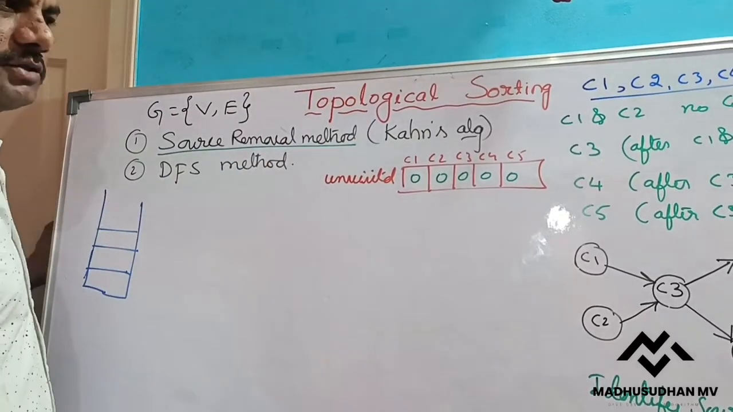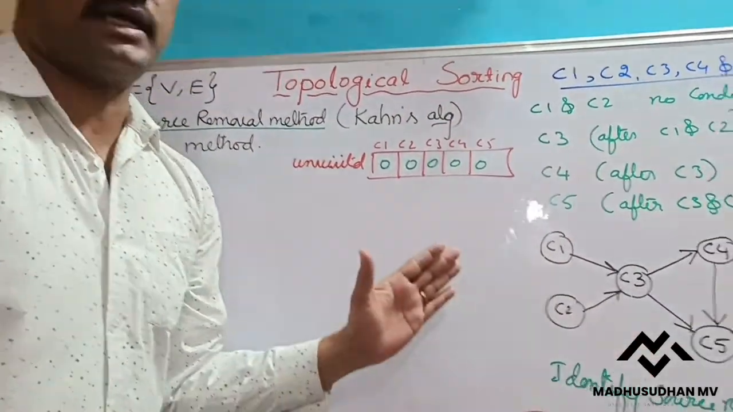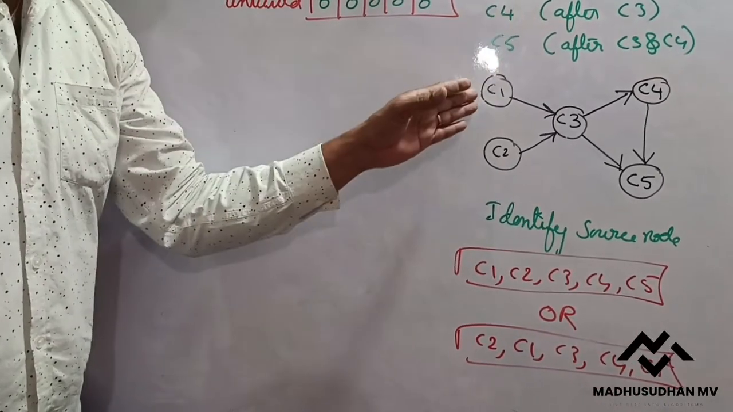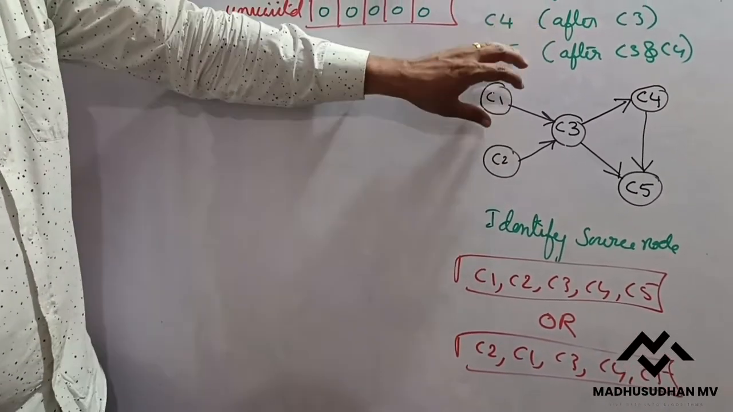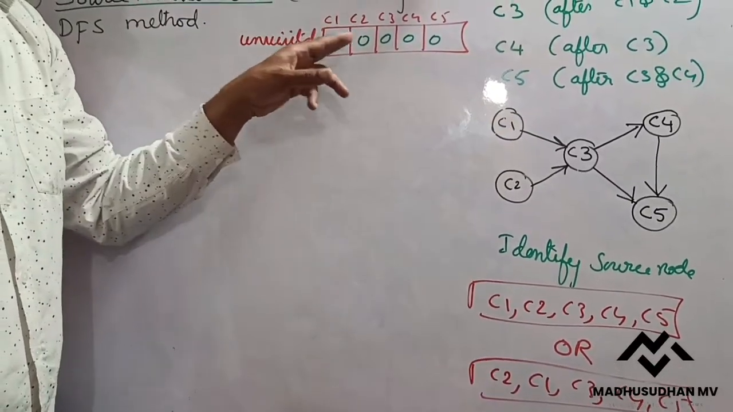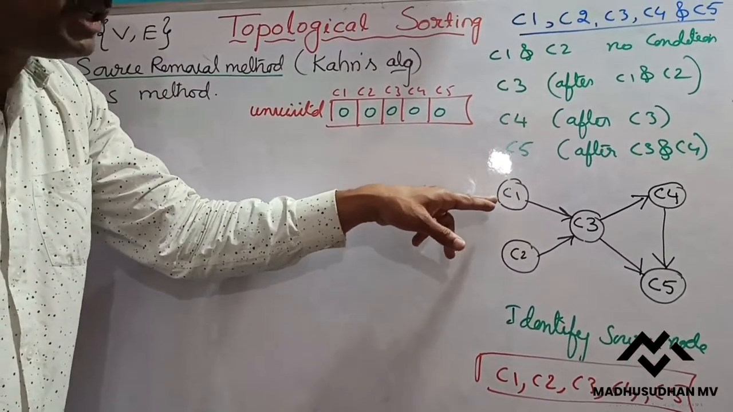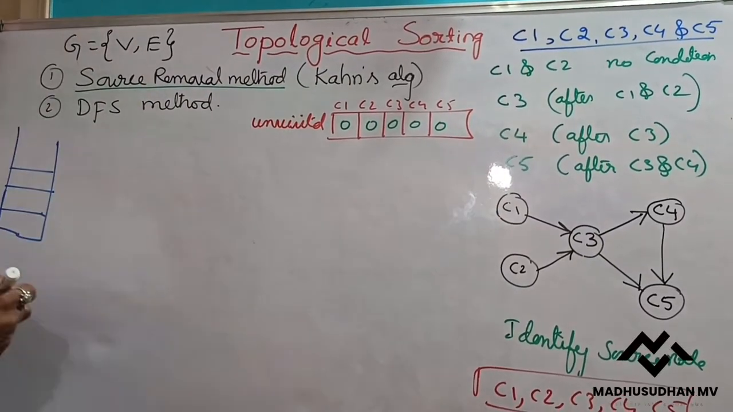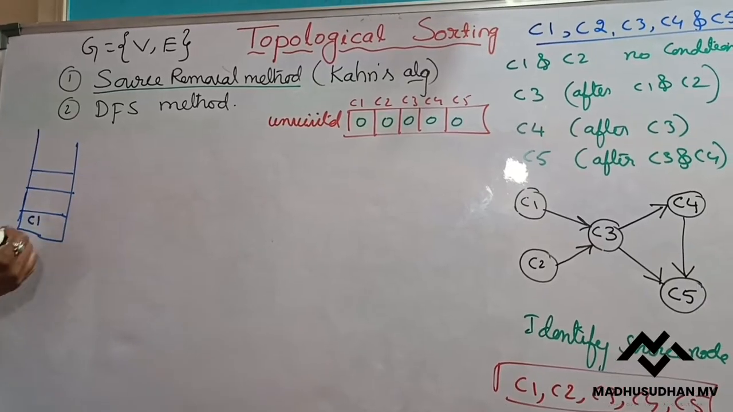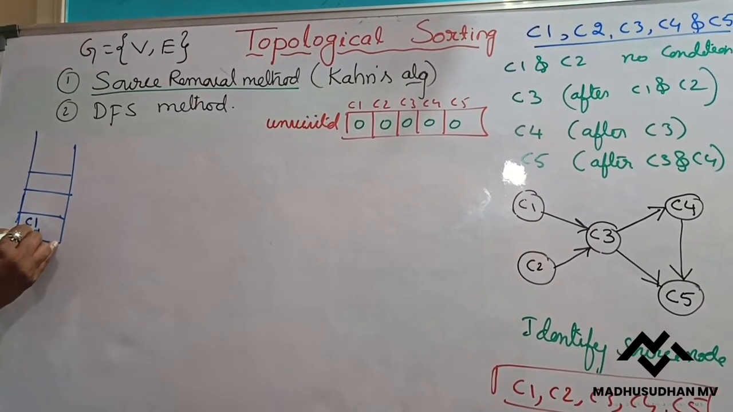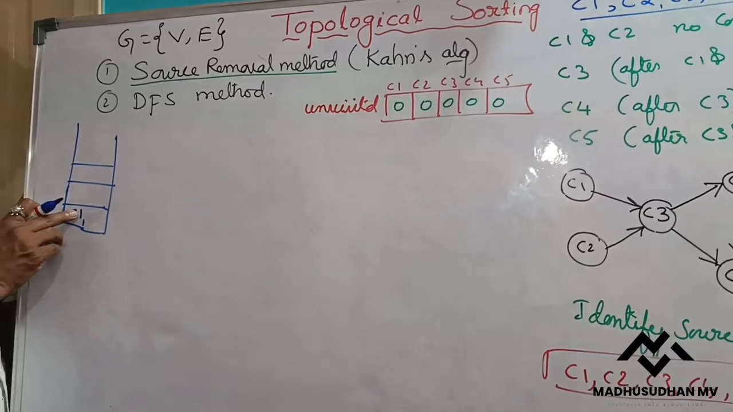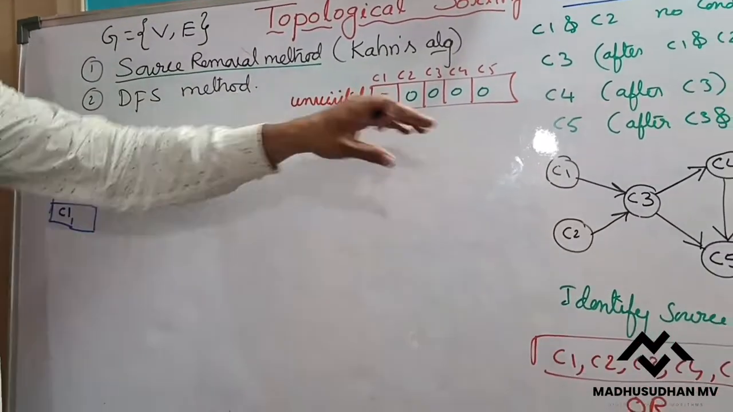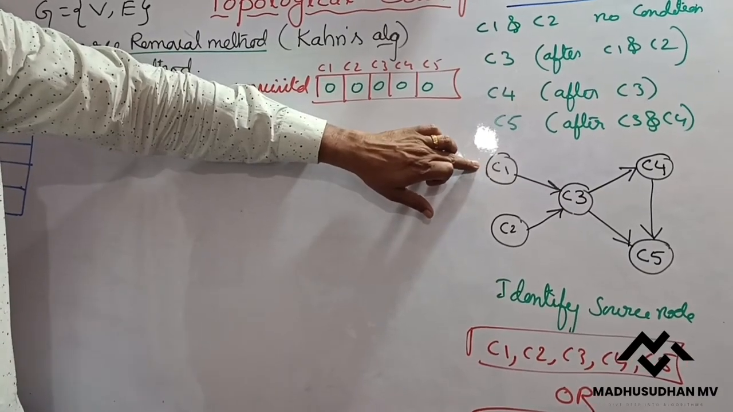Now let us traverse this graph. From which vertex can I start? Here I can start from either C1 or C2. Let us start with C1 only. Course 1 is initially unvisited. When I visit it for the first time, I push this vertex into the stack. So course 1 is the first one I am pushing into the stack, just as a mark.